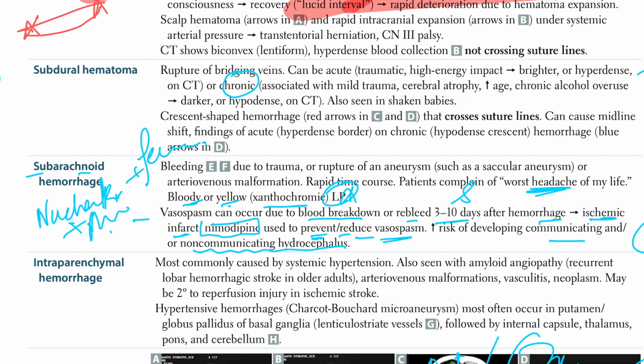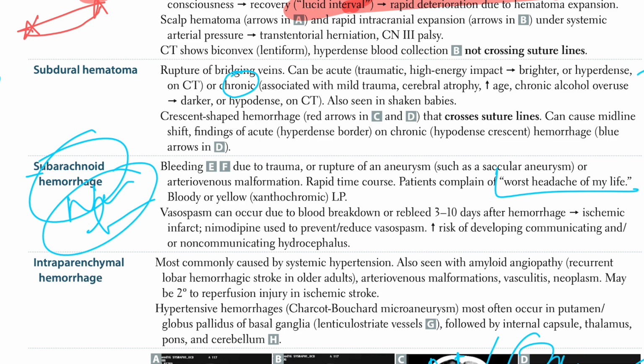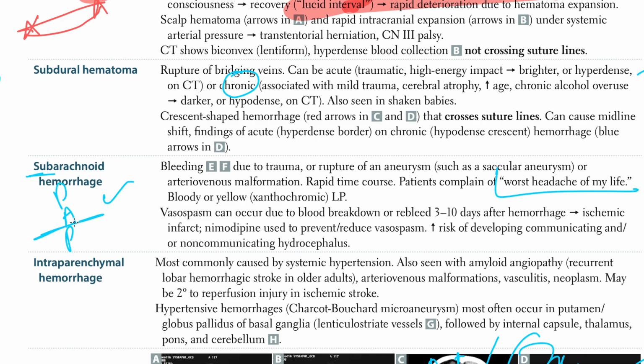Okay. Let me again write down what I'm trying to say. Worst headache of my life with nuchal rigidity, with fever. You think about, hey, maybe meningitis, right? So you look for LP, you see blood or yellow xanthochromic LP. And that's how you would right away tell, okay, it's the bleed at the bottom of the brain. That's the subarachnoid. Again, pad, under the arachnoid.